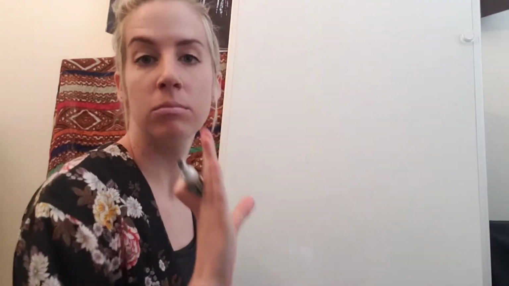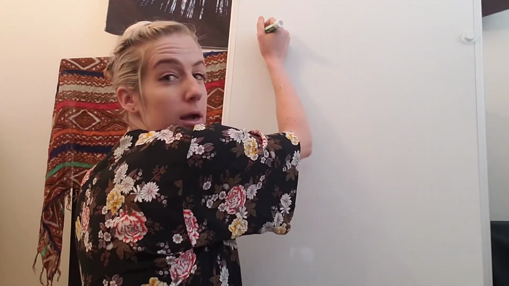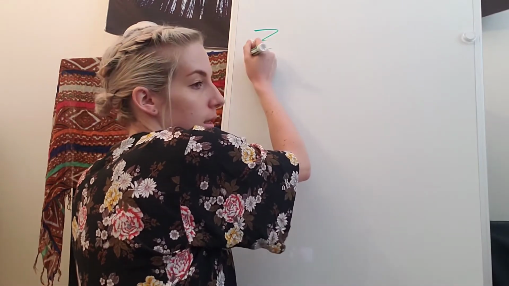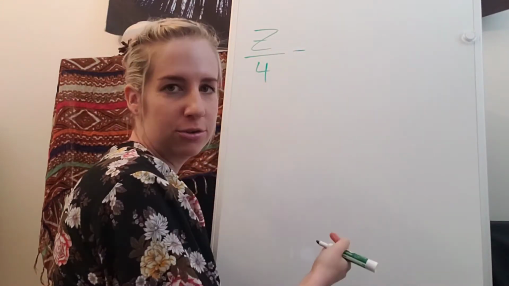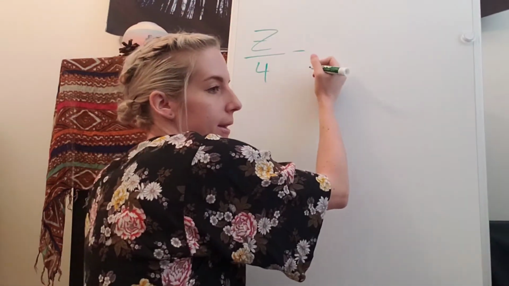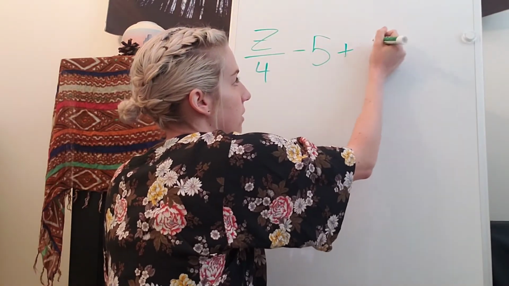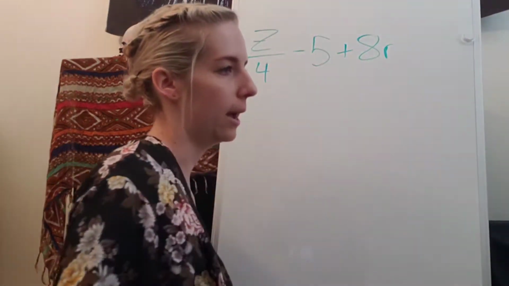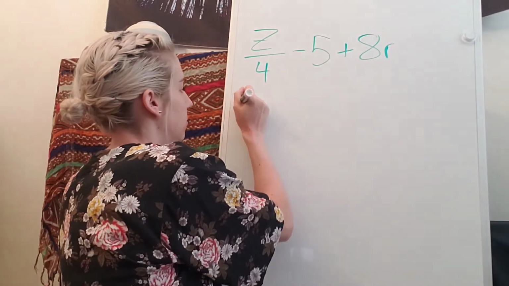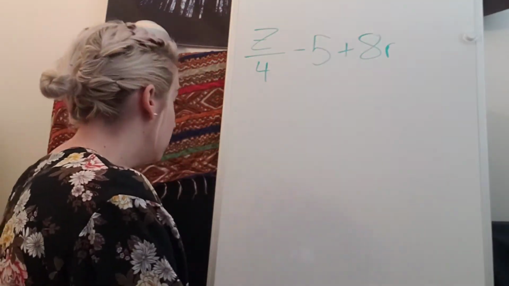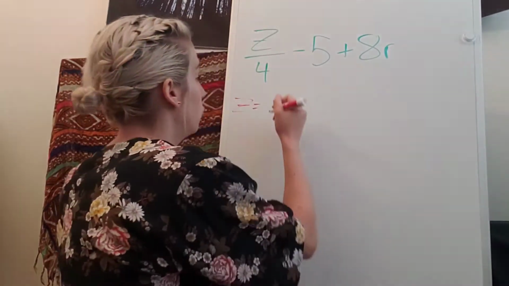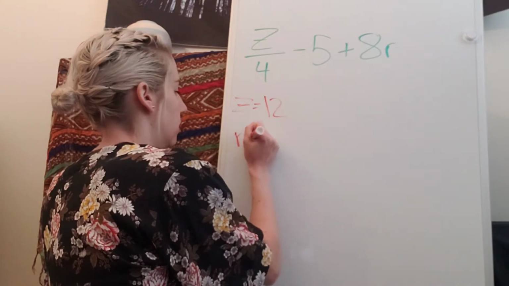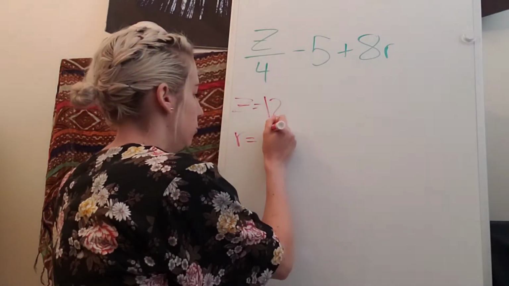Okay. So here's my new equation. This time, let's throw in a fraction. So I have z divided by 4, or over, right? Fractions are always a form of division, minus 5 plus 8r, okay? And then they say z, let me write that in a different color. So z is equal to 12, and r, oh, this marker's dying, is equal to 6.